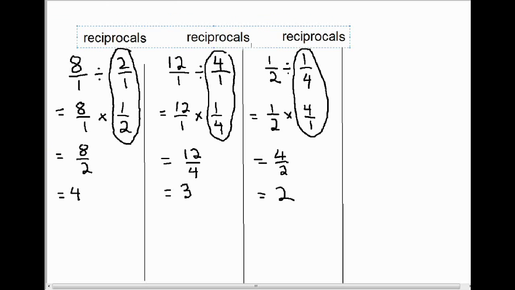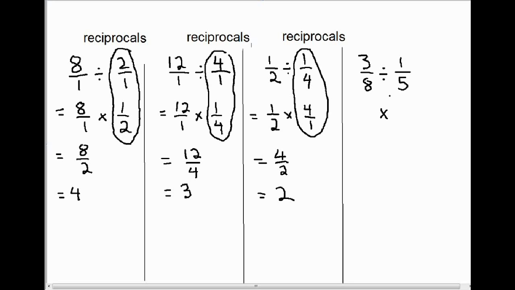So let's try another example. Suppose we have 3 over 8 divided by 1 over 5. So with dividing fractions, there really is only one rule: we don't divide fractions. Because of this property that we've explored with these 3 examples, we don't have to divide fractions. We can change to multiplication.